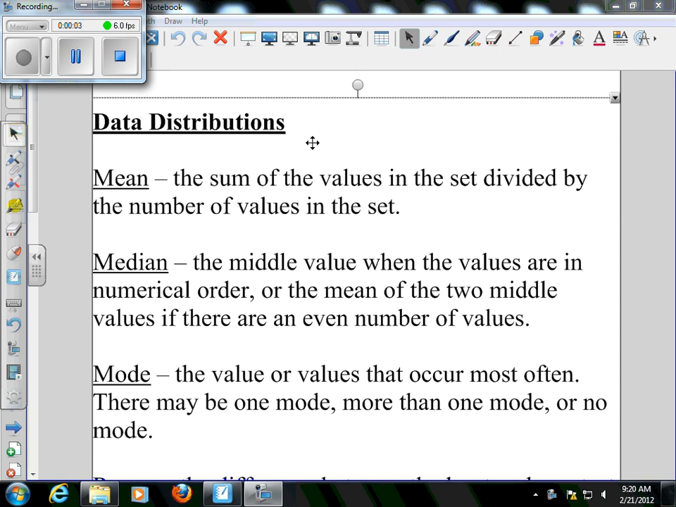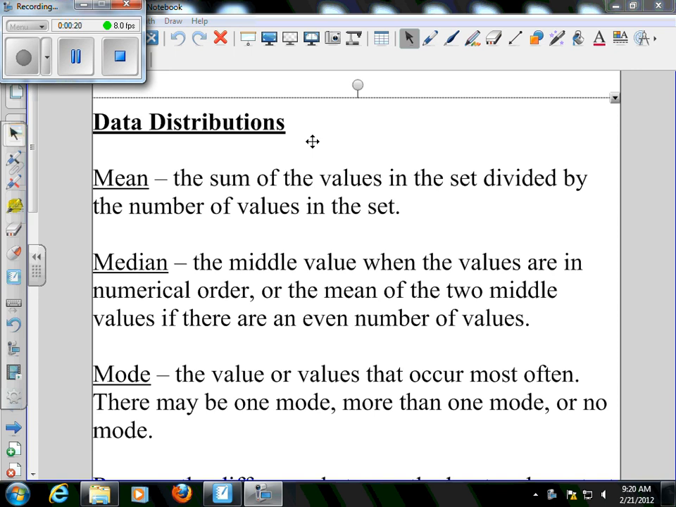Today we're going to be talking about data distributions. The first thing we're going to talk about today is mean. The mean is the sum of the values in a set divided by the number of values in the set. You might know this better as the average.